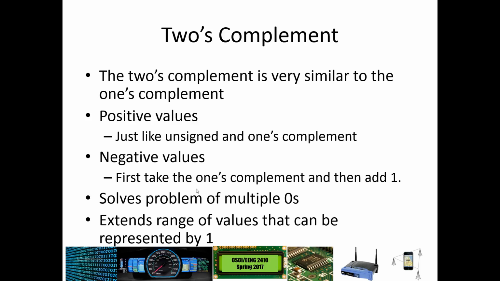The nice thing about this is it actually solves the problem of having multiple zeros. Because if you had 0, you flipped all the bits to 1, and then you add 1, it's going to end up going back to having all zeros. And so this actually extends the range of values that can be represented by one value.